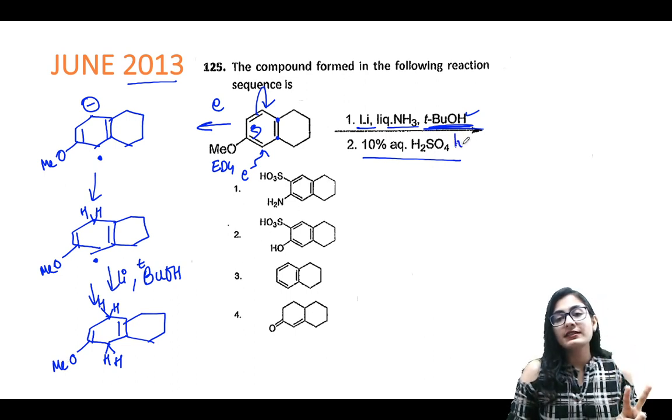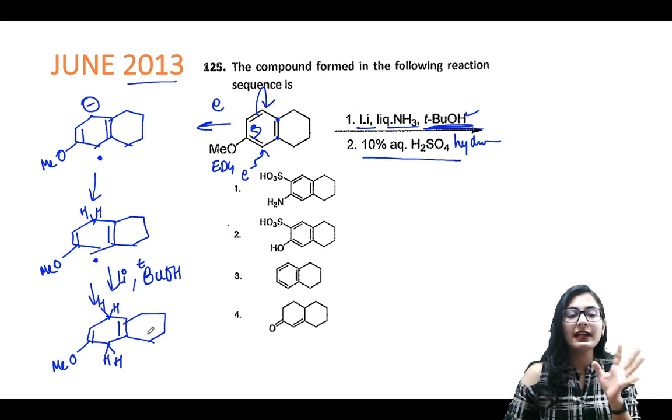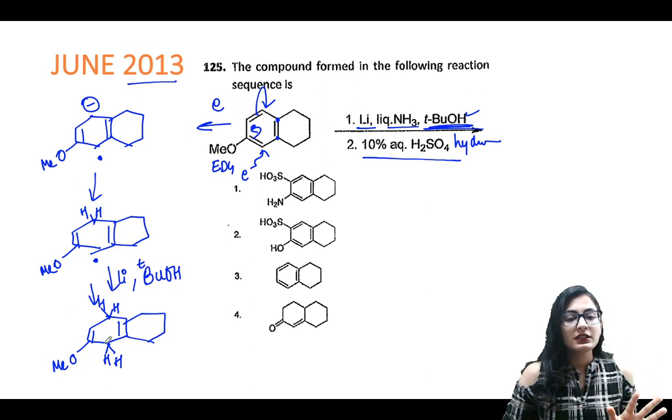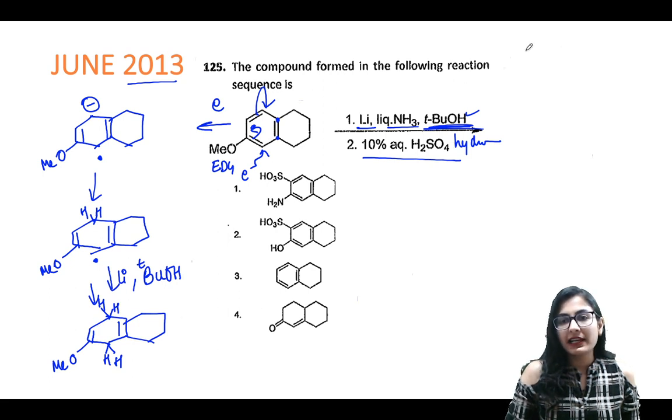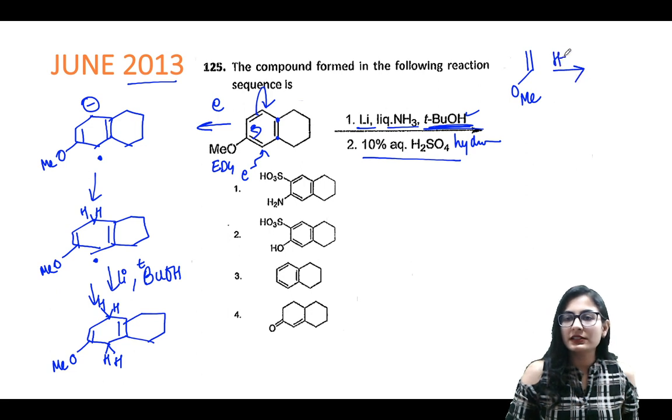The second step is acid hydrolysis. So whose hydrolysis are we going to do? This one, this is our vinylic ether, guys. What does a vinylic ether look like? This is our vinylic ether. There is one vinyl carbon and the other one is methyl. So what are you going to get when you do the hydrolysis of vinylic ether? You get an alcohol, vinyl alcohol.